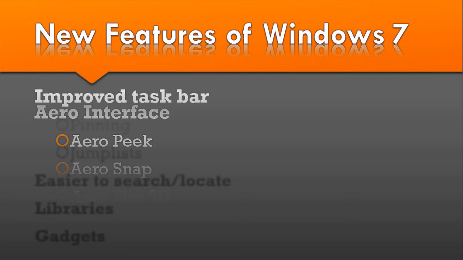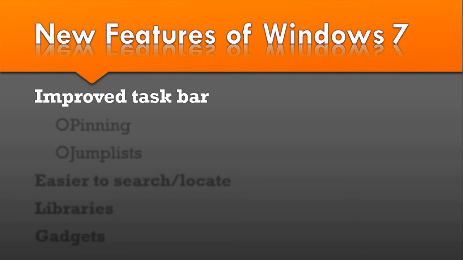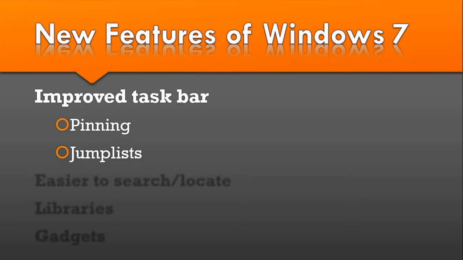Next feature is Improved Taskbar. The Windows 7 taskbar is more flexible and more powerful. In this feature, there are two operations. One is pinning and another one is jump list. Pinning means you can pin your favorite programs anywhere on the taskbar for quickly accessing those programs. The jump list is the list of files or folders that have been opened recently. It will appear when you right click on the program icon on the taskbar. It shows the jump lists.